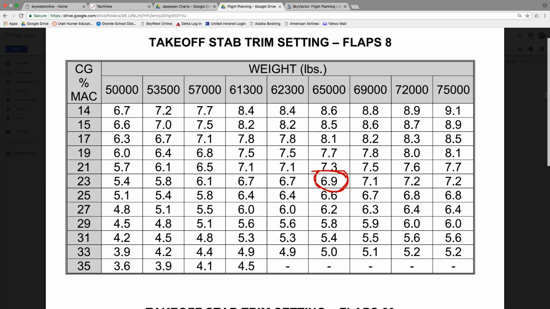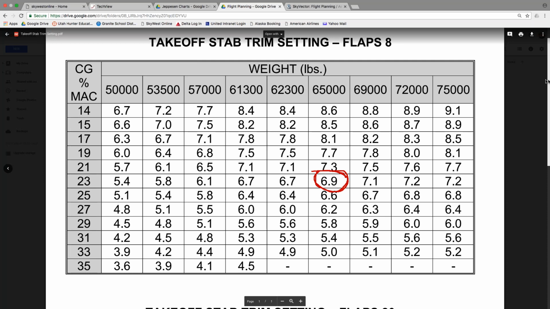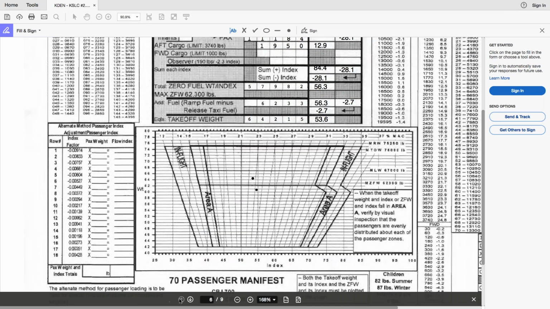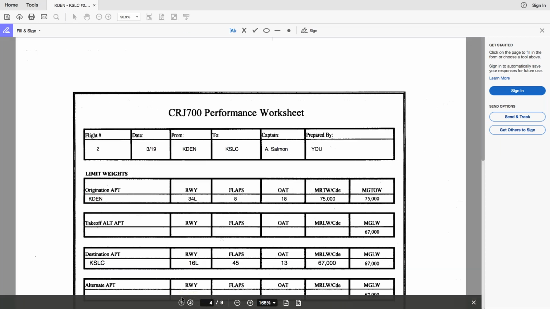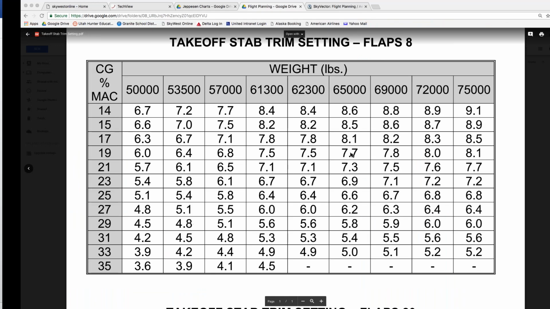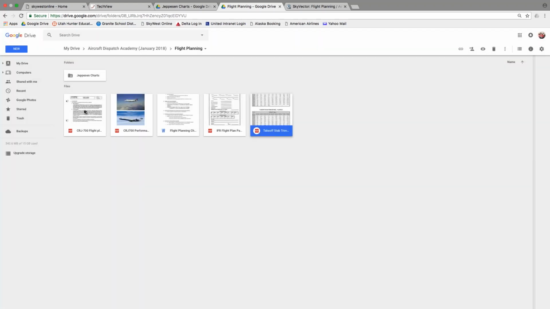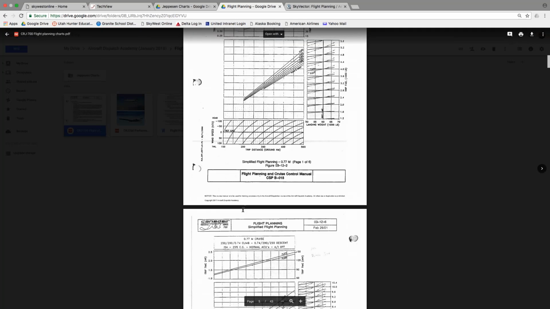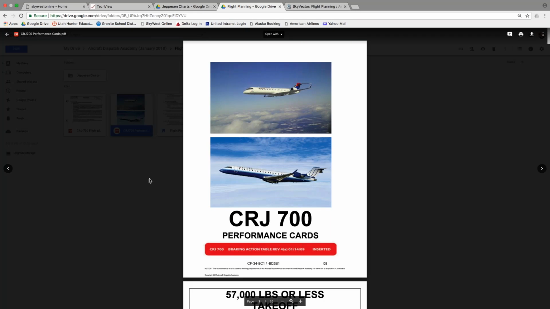6.9. So put that on your stab trim stab setting. Now let's do our V1, VR, V2. So you can figure this out in whatever order you want. Now let's go over here to our performance chart. We know that we have, oops, sorry, no, it's right here.